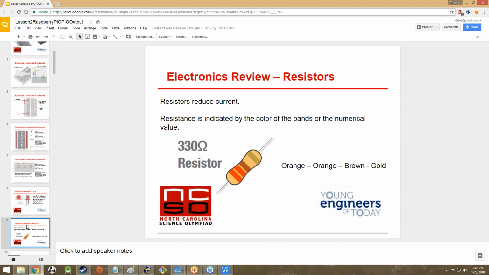And it's expressed as the Greek omega sign because it's cool. And the higher the number, the more a resistor resists. So a 330 ohm resistor is not going to resist as much as a 1500 ohm resistor, or 1.5 kilo ohm resistor. So you always want to make sure that you got the right resistor for the job.